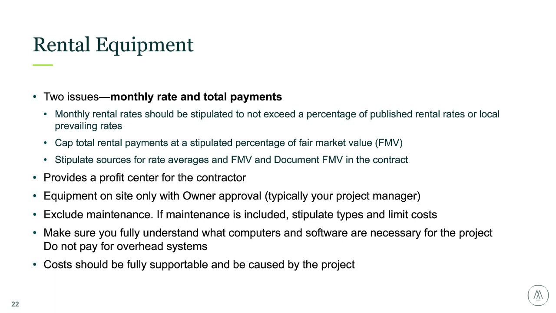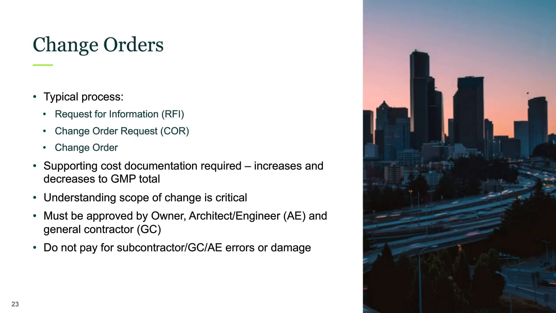Moving on to change orders, the typical process includes a request for information, a change order request, and a change order. Supporting cost documentation is required to ensure you're not getting overcharged. This goes for both increases and decreases in the GMP total. We'll find often that people will get a decrease on their contract sum, and they say, great, and then we'll look at the supporting documentation for that credit, and it might be a lot more. So both increases and decreases need sufficient cost support documentation to ensure that it's not excessive.